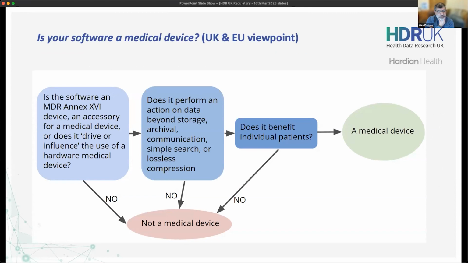This is just a bit of a reminder. Again, you can see this in the notes afterwards. A very, very simple flowchart of decision tree to say, have you got a device or not? Is the software something that's specifically listed in the MDR as a medical device? Or does it drive or influence the use of a device? Is the software something performing an action on data beyond storage archival? All those things there. So what the first one is saying, is the software itself something on a specific list?